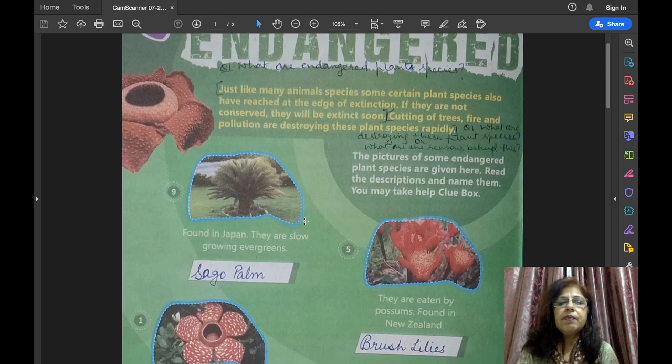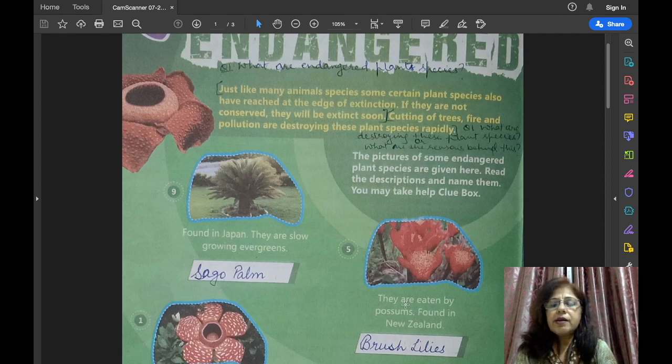So now the pictures of some endangered plant species are given here, and you have to read the description given and you have to name these plant species, and the names of these plant species are written in the clue box. So let us start. Found in Japan, they are slow growing evergreens. So this plant is found in Japan and it is very slow in growing and it is evergreen. This is not seasonal, and the name of this plant is sago palm.